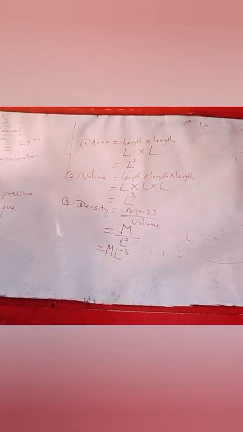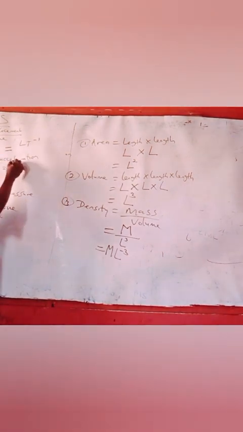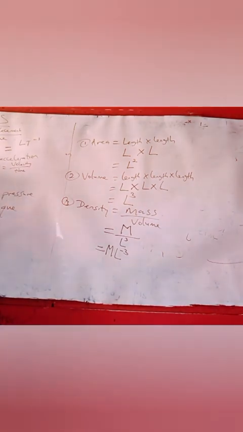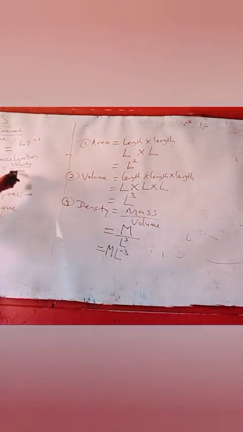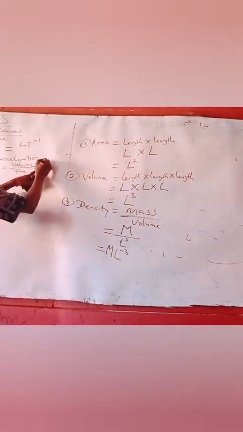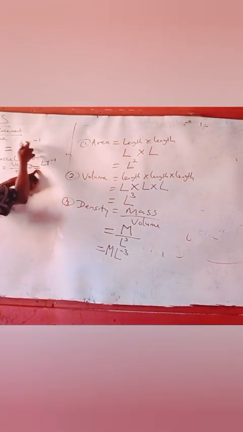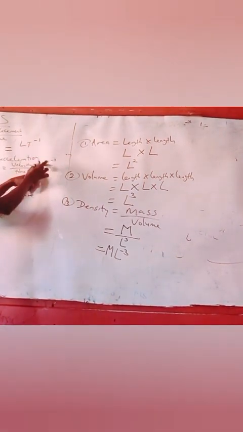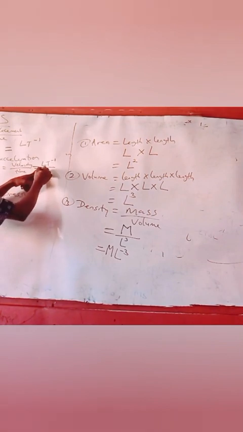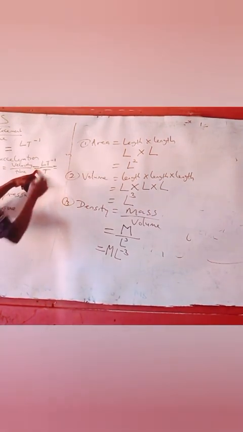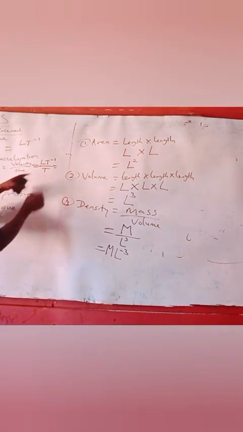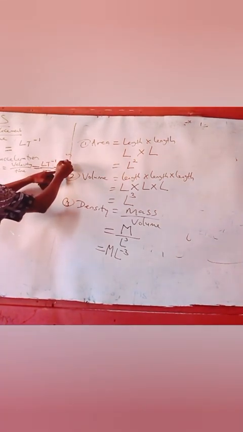We already know the dimension of mass. We don't know the dimension of acceleration. But we know that acceleration is rate of change of velocity with time. Acceleration is the increase in velocity with respect to time. So velocity over time will give us acceleration. The dimension of velocity is LT raised to the power minus 1. You already know how we got this. Dimension of time is what? T. Therefore, we can say that the dimension of acceleration will be LT raised to the power minus 2.